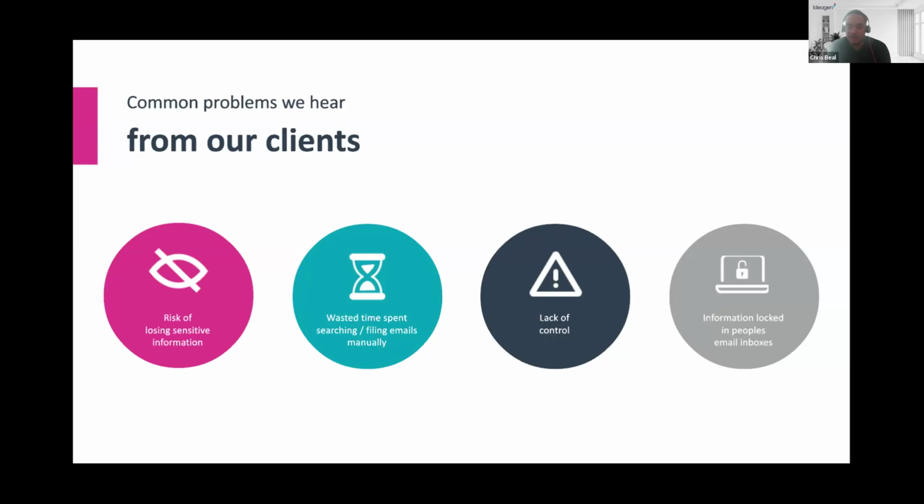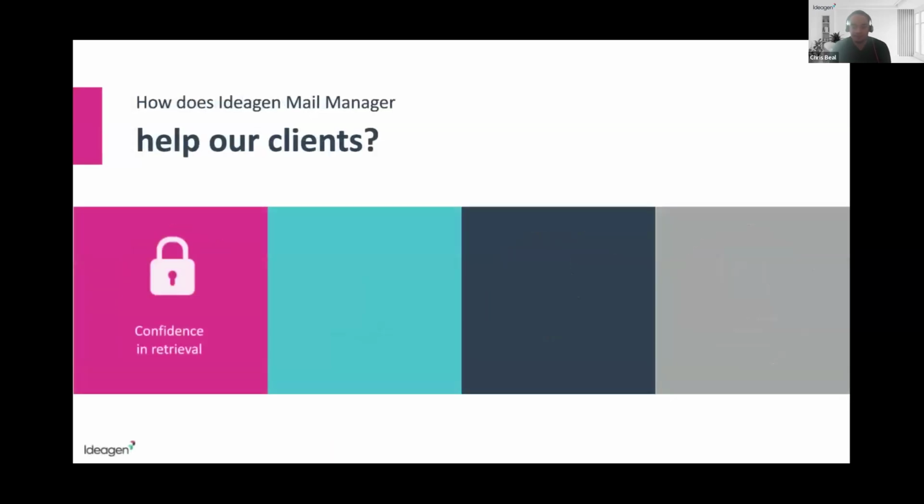So firstly, they're concerned about the consequences if they were to lose any important project information. Secondly, either them or their teams are spending countless hours searching for information that's contained in emails. Third, they're concerned about the lack of control over the communication coming into and leaving the business. They feel like they don't have enough control over that. And then finally, information is trapped in people's inboxes, making it effectively unusable if we don't have access to that one person.